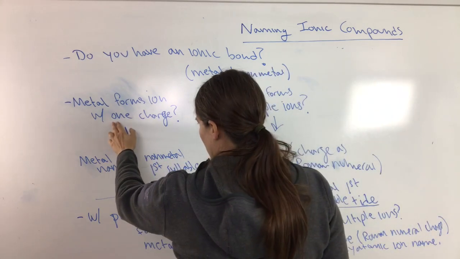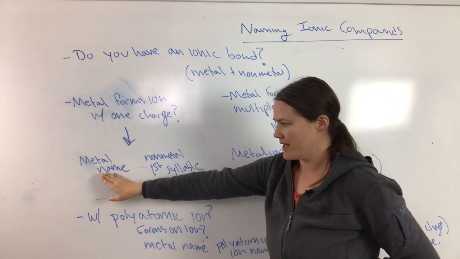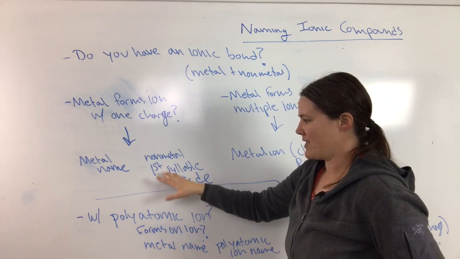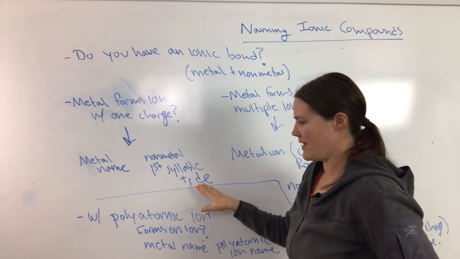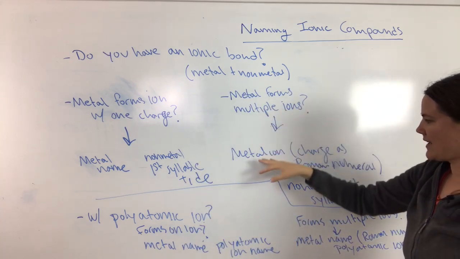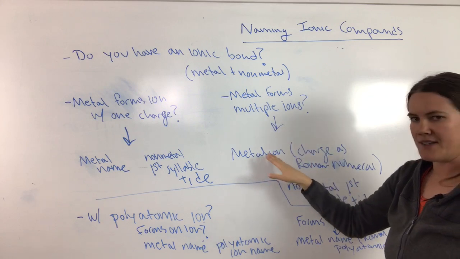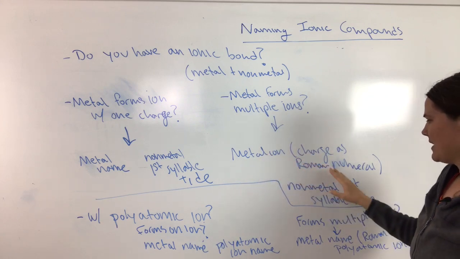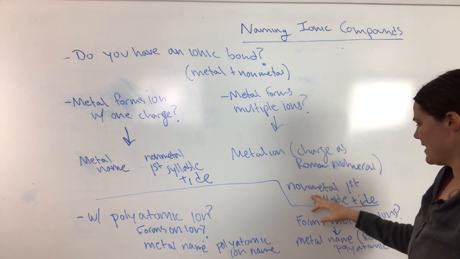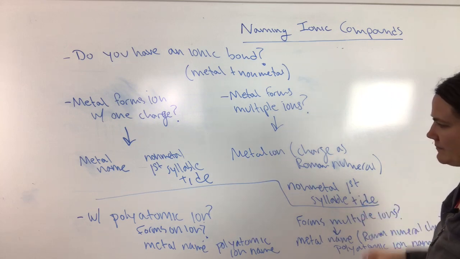So if it forms an ion with one charge, the naming rules are that you're going to write down the name of the metal, and then you're going to write down the name of the first syllable of the non-metal and add "ide" to it. If your metal ion forms multiple charges, then you're going to write down the name of the metal ion, followed by the charge as a Roman numeral in parentheses, and then the first syllable of the non-metal plus "ide."